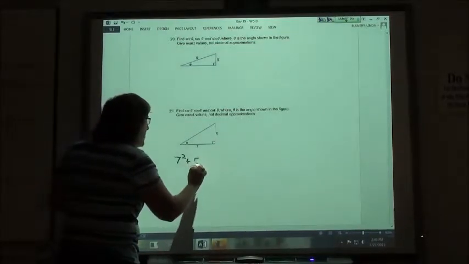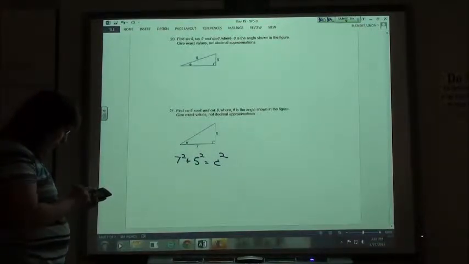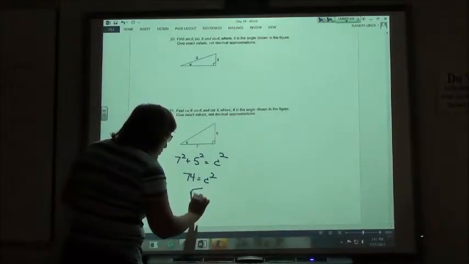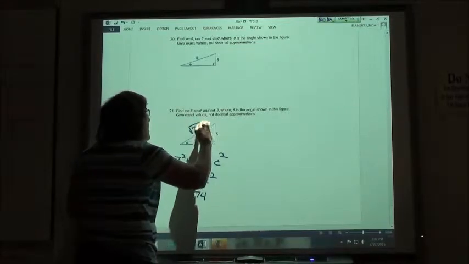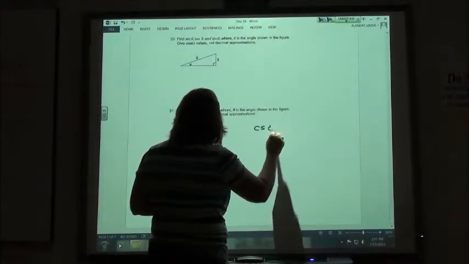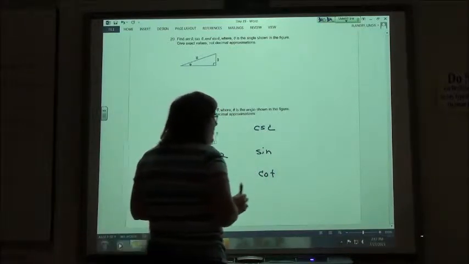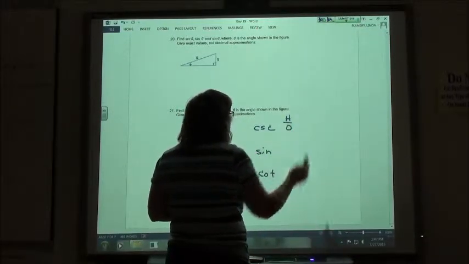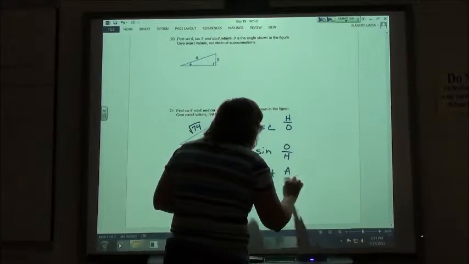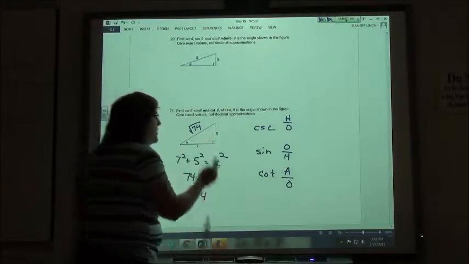So 7 squared plus 5 squared equals c squared. 7 squared plus 5 squared is 74. So the square root of 74 is going to be what our hypotenuse is. We want to do cosecant, sine, and cotangent. Cosecant is the inverse of sine, so hypotenuse over opposite. Sine is opposite over hypotenuse. Cotangent is the opposite of tangent, so the adjacent over the opposite.